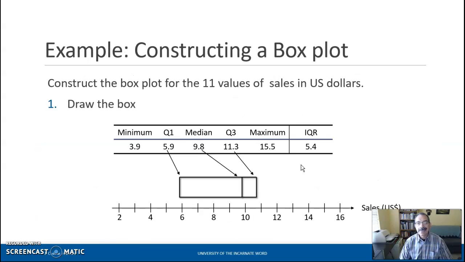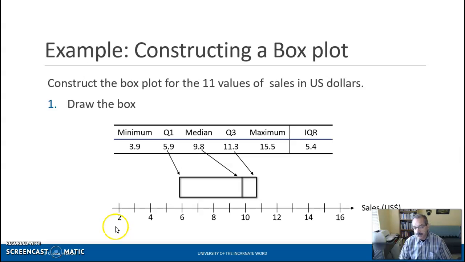All right, let's look at an example. This is the same example that we completed in the previous section, where we have the 11 values of sales given in US dollars. And we already calculated the 5-number summary, and here it is. So we have the minimum, the first quartile, the median, the third quartile, the maximum, and the interquartile range.